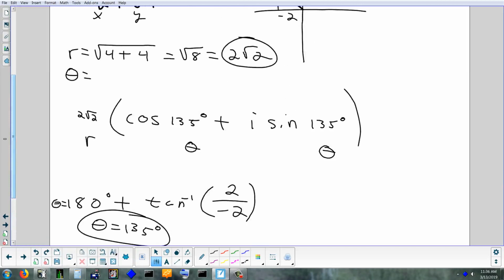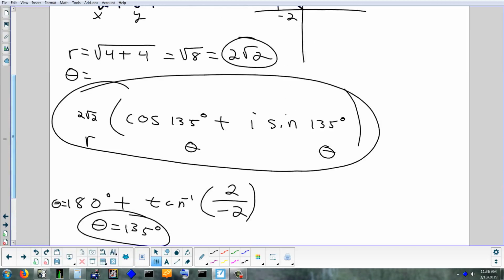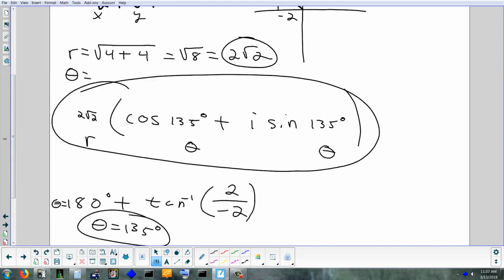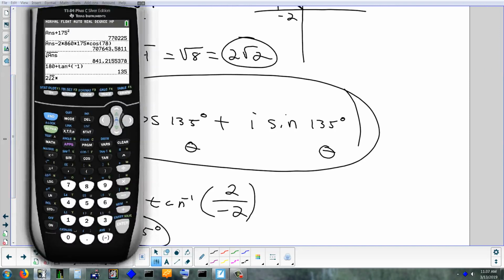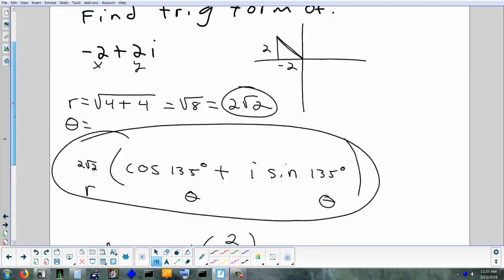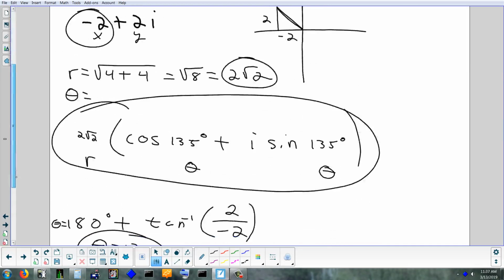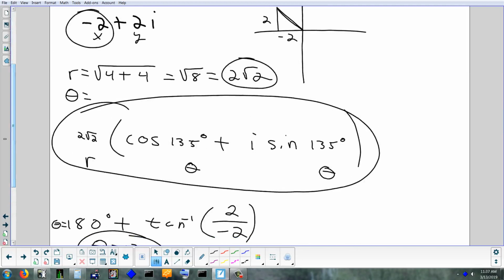And you leave it just like that. You don't do anything else to it. If you did something to it, like let's say you said, you know what, I'm going to take the cosine of 135 and I'm going to distribute the number that's on the outside of parentheses. Watch what happens. 2 square root of 2 times cosine 135. You get negative 2. That's what you started with. So if you distribute it out, you're changing it back again.